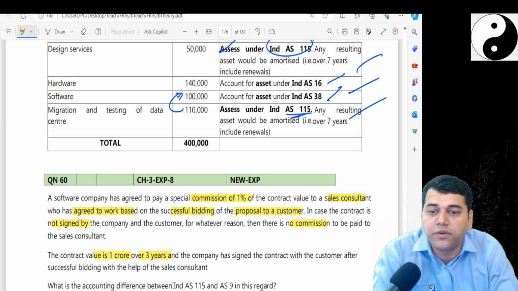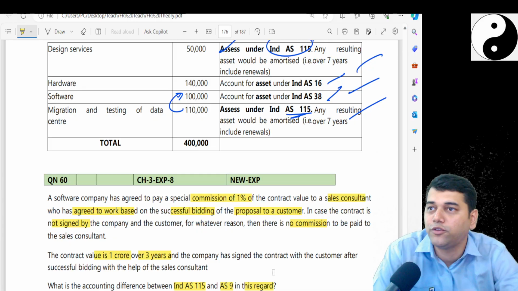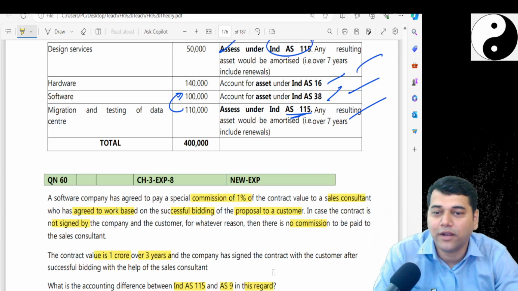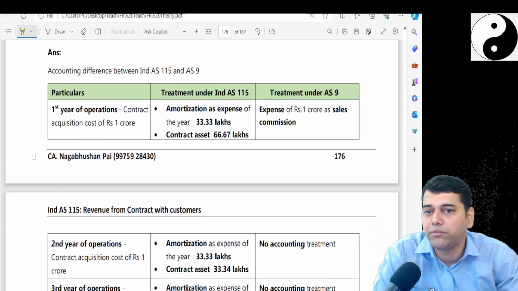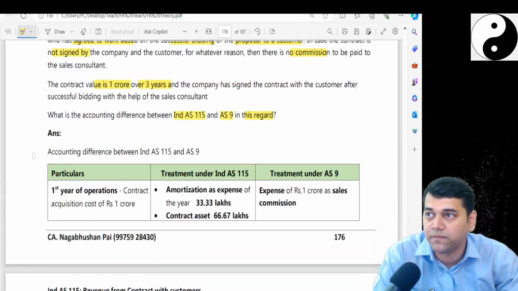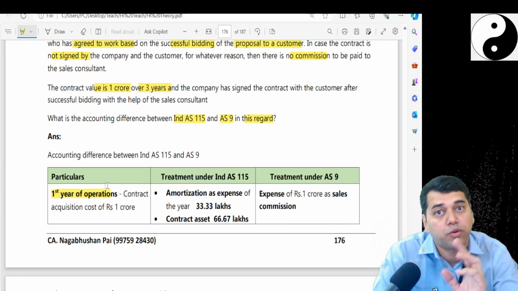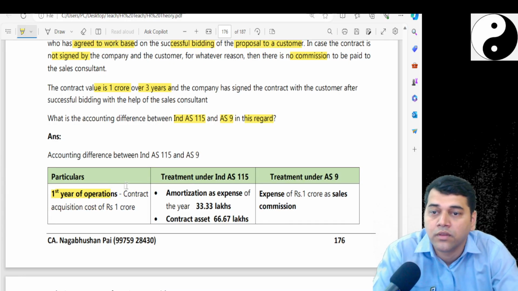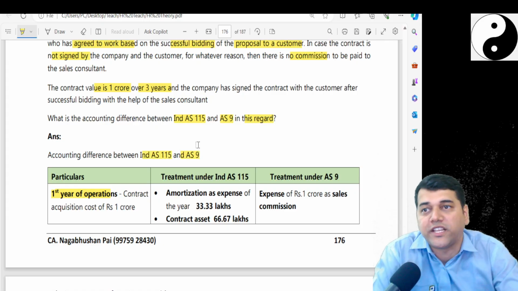What is the accounting difference between Ind AS 115 and AS 9 with regard to this? AS 9 is your revenue, no? How is the accounting treatment different here? It is a theoretical question, but I believe very important, because they have explained it with numbers. See, very nice question, a highly probable question in your attempt. They are talking about the difference between 115 and 9 for one particular expense treatment.